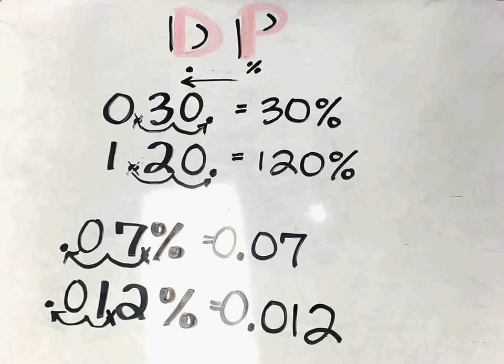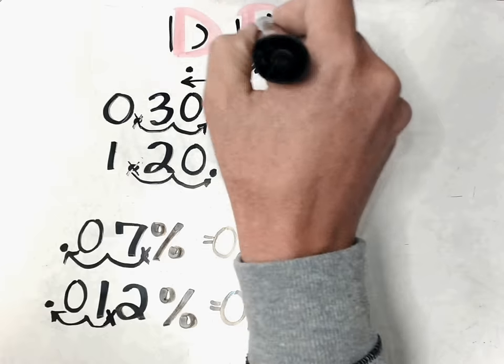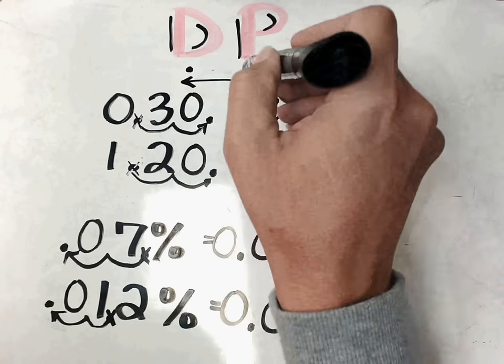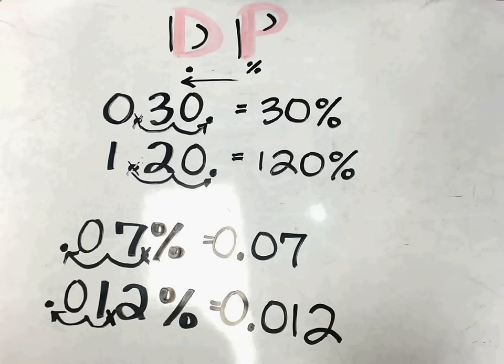It's the same thing. So anytime you're changing decimal to percent, D to P goes to the right two places. Anytime you're changing percent to decimal, P to D goes to the left two places.